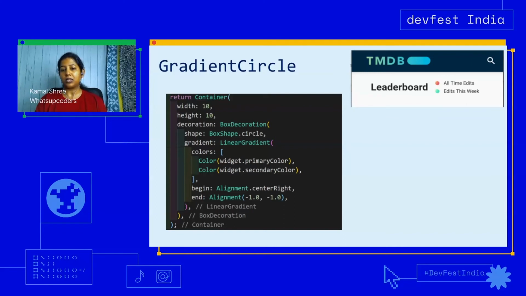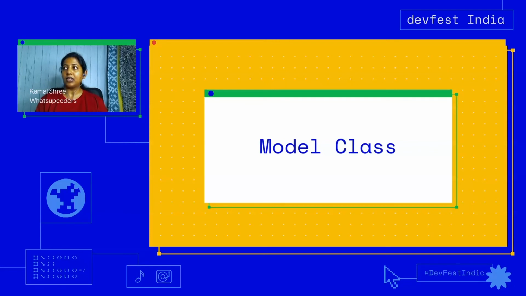So those kind of adjustments can be done with the help of alignment. So this way we were able to achieve this particular section of the app. Next, we have something called the model class. It's very important to have a model class because when you're communicating with the real-time data, you're not going to get data just like that. So it's always good to have a model class.